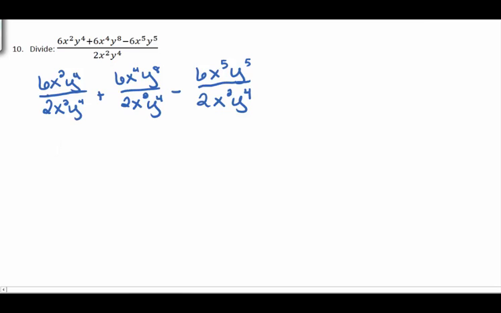So we'll start with the number. 6 divided by 2 is 3. You'll notice the x squared and y to the 4th will cancel on the first one. For the second, 6 divided by 2 is still 3. And when you're dividing exponents, you subtract. So for x, 4 minus 2 is 2, and 8 minus 4 is 4. 6 divided by 2 is 3. Once again, we'll subtract exponents. 5 minus 2 is 3, and 5 minus 4 is 1. And we tend to not write an exponent of 1.